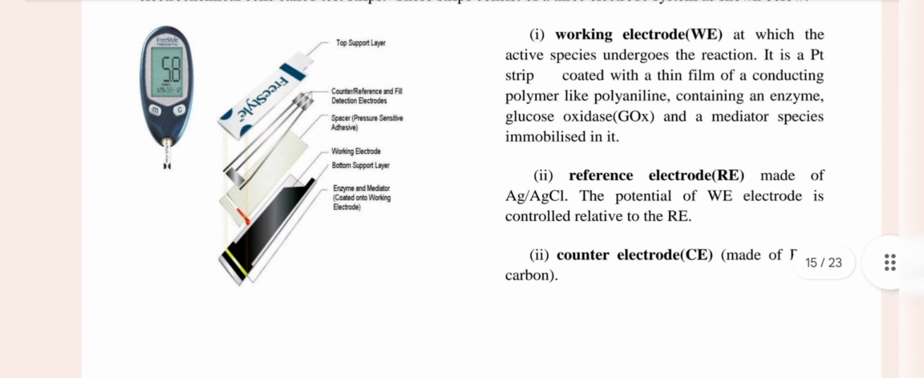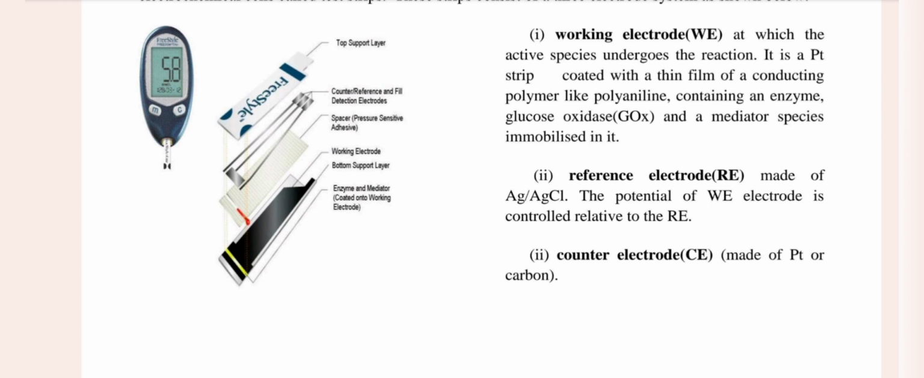Then moving to the specification of the working electrode, where the oxidation or reduction occurs, the analyte undergoes some redox reactions. It is a platinum strip. Generally, it is made up of a platinum strip coated with a thin film of a conducting polymer like polyaniline. It also contains the enzyme glucose oxidase, an enzyme used in glucose biosensors, and a mediator species, all of which are immobilized on top of the working electrode.